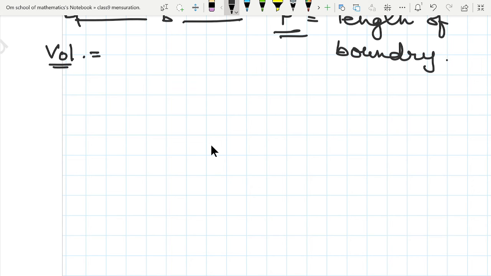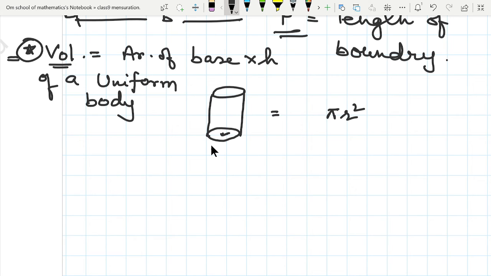Uniform means, suppose this is a cylinder. All of you know that the area of the base of the cylinder is pi r square. If you multiply it with the height of the cylinder, it will be the volume of the cylinder. So its formula will be learnt very easily: area of the base into height.